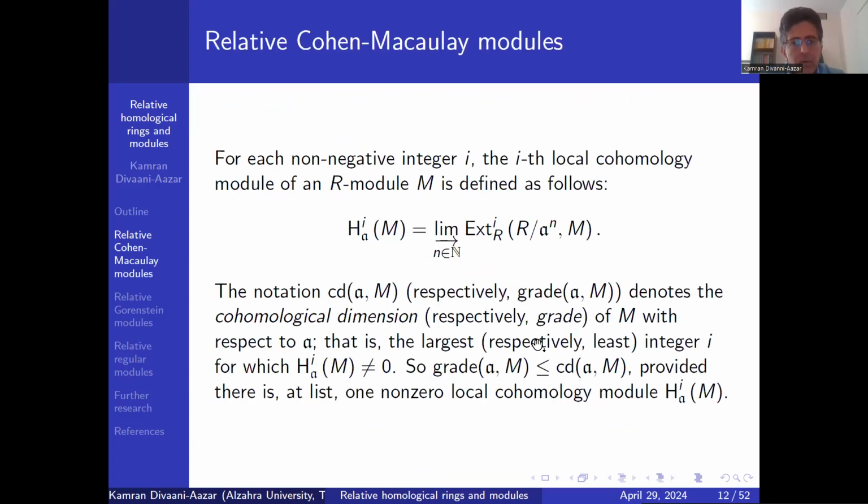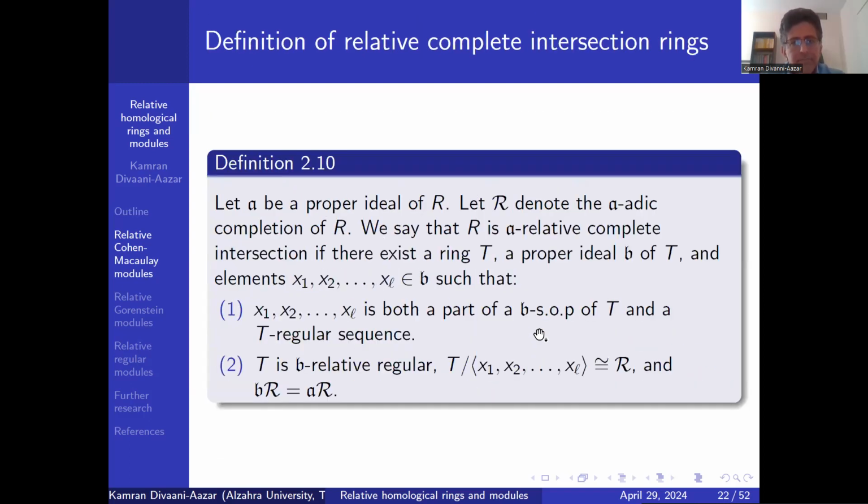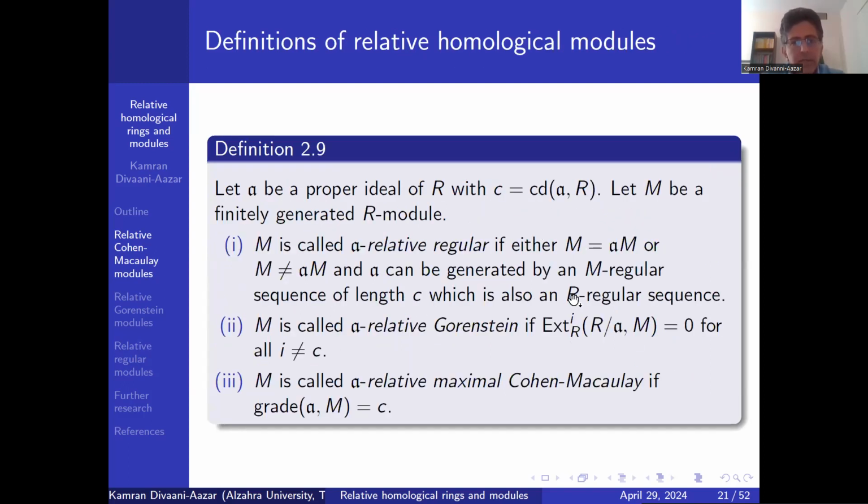So I am going to define relative Gorenstein-ness, relative Cohen-Macaulayness, relative regularness, and relative complete intersectionness. Let A be a proper ideal of R and C be the cohomological dimension of A.